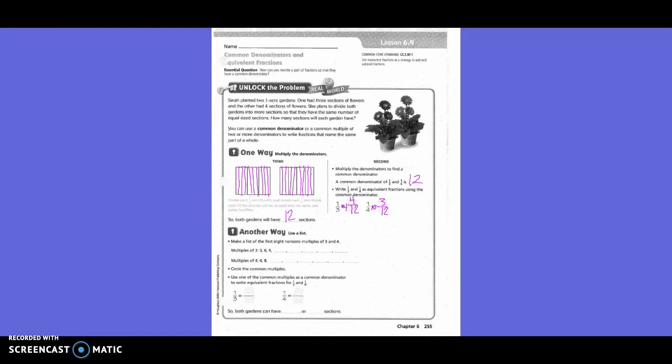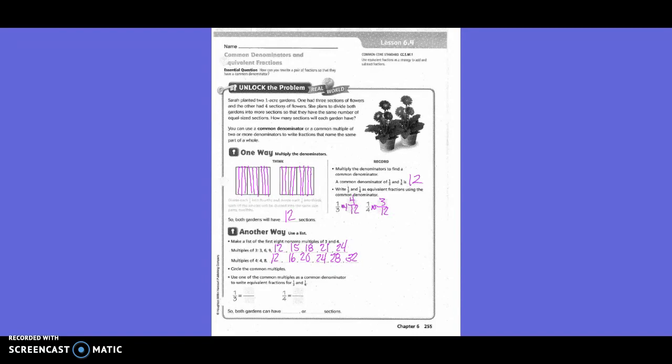Another way, use a list. Make a list of the first 8 non-zero multiples of 3 and 4. So they went ahead and wrote 3, 6. What comes next? 9, 12, 15, 18, 21, and 24. Multiples of 4: 4, 8, 12, 16, 20, 24, 28, 32.